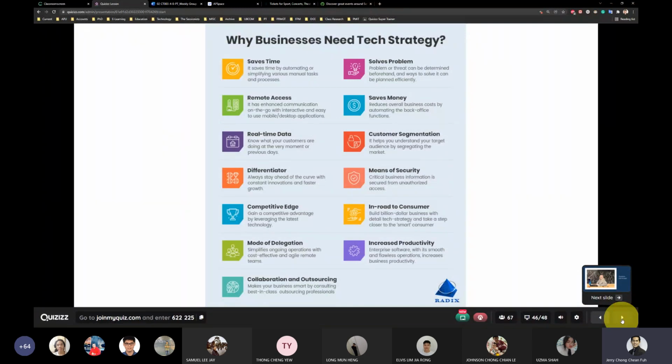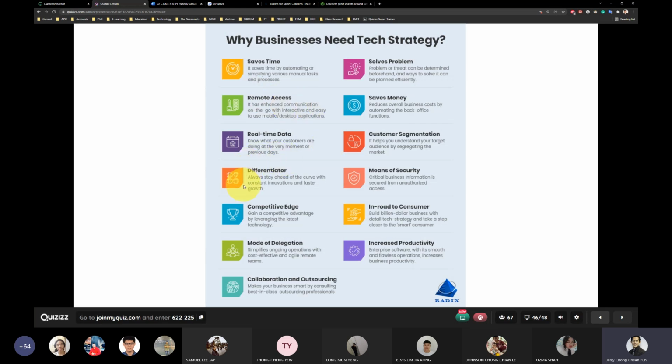And more importantly is to evaluate what is the purpose of adopting technology for the business to begin with. From this infographic here, you will notice that it depends on what you're looking for. It depends, in terms of the business, whether your whole idea is to save money, to save time, to solve your problem. Are you looking into having remote access? That's why technology is required for your business.